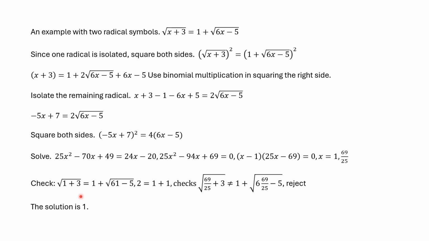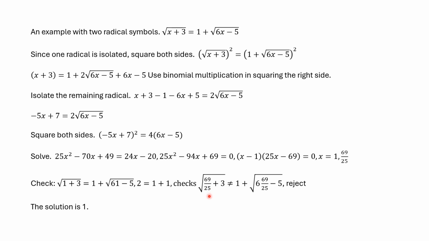Well, plugging the 1 in, back to the original equation, the square root of 1 plus 3 is the square root of 4, that's 2. That's equal to 1 plus the square root of 6 times 1 minus 5, or 1. And 1 plus 1 is 2. So that one checks.